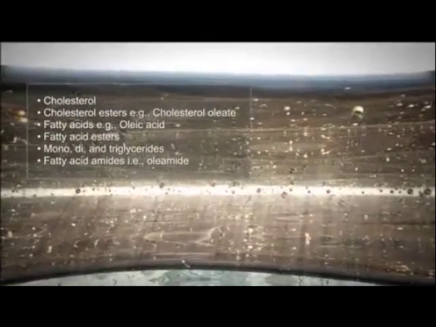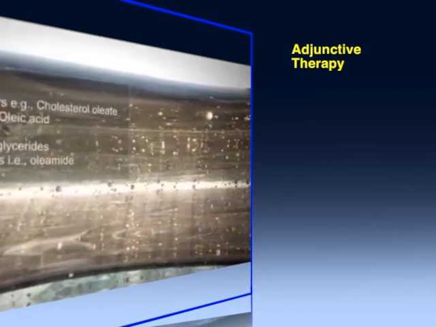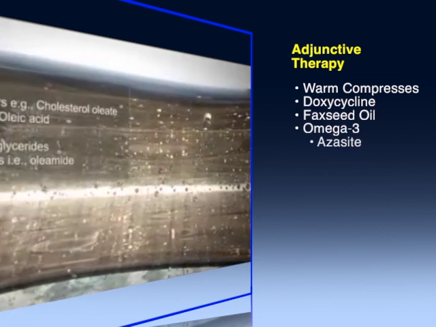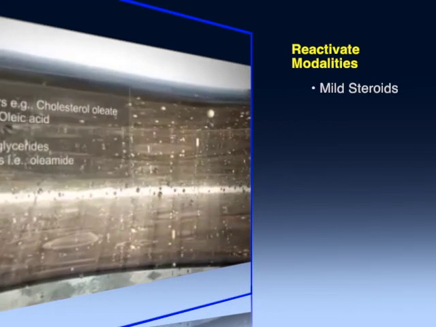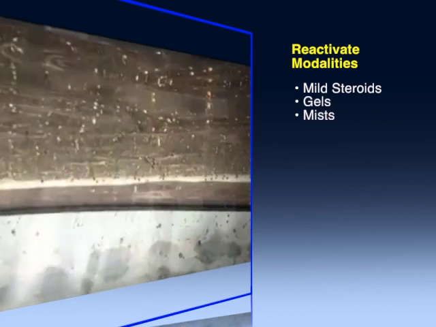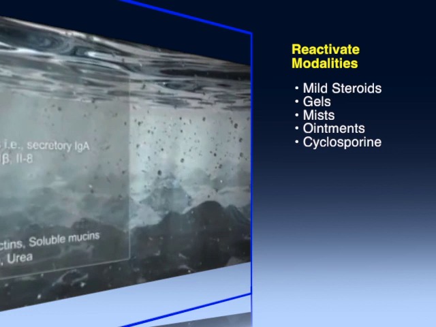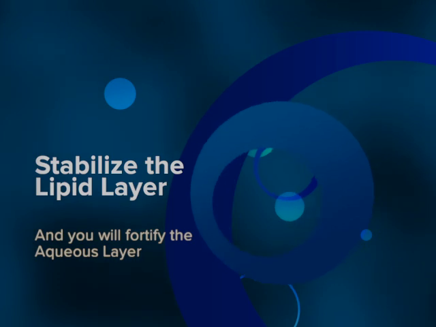The lipid layer consists of cholesterol, fatty acids, and triglycerides. We have been effective in using warm compresses, oral doxycycline, flaxseed oil, omega-3 supplements, and topical azithromycin to improve the lipid behaviors. We've also modulated symptoms using steroids, gels, mists, ointments, and cyclosporine. The aqueous layer is mostly water, but there's prealbumin and a number of elements, including minerals. If you stabilize the lipid layer, you will fortify the aqueous layer.